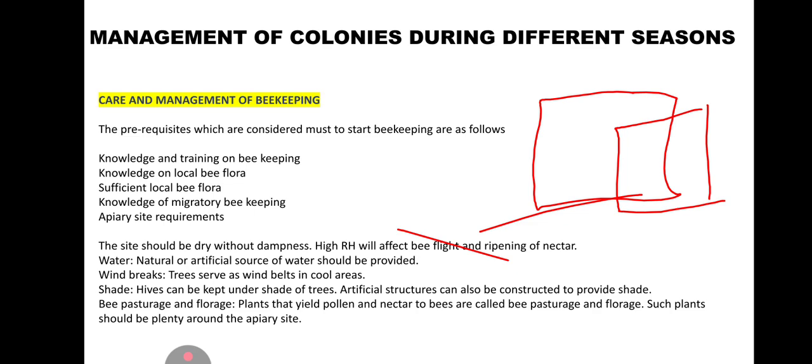The care and management of beekeeping is done by knowledge and training on beekeeping, knowledge on local bee flora, sufficient local bee flora, knowledge of migratory beekeeping, and apiary site requirements. To learn this, you should imagine the apiary site and how the boxes are kept and managed in an apiary.